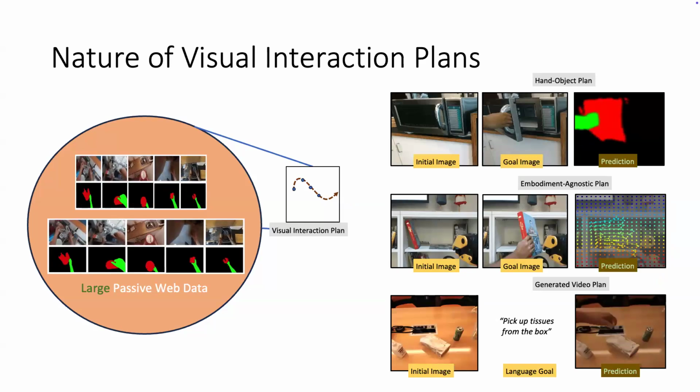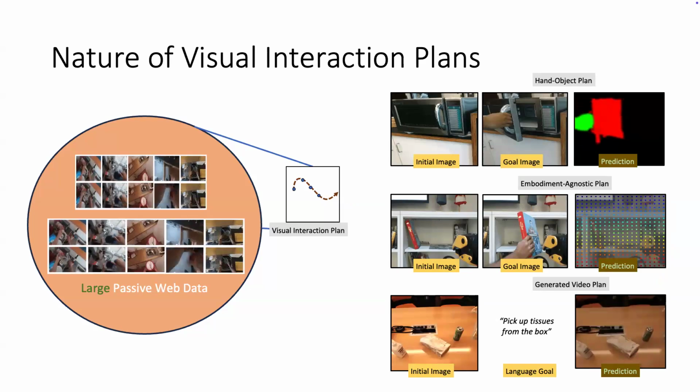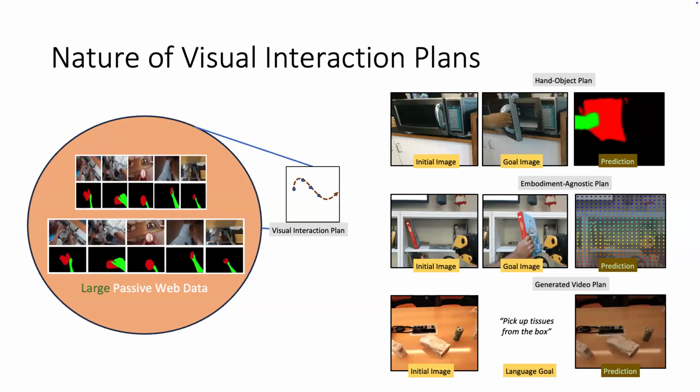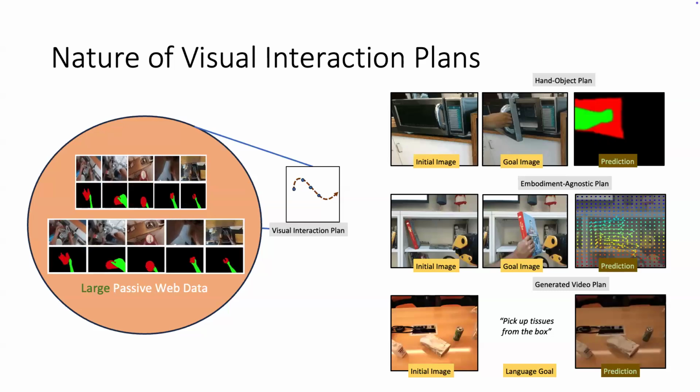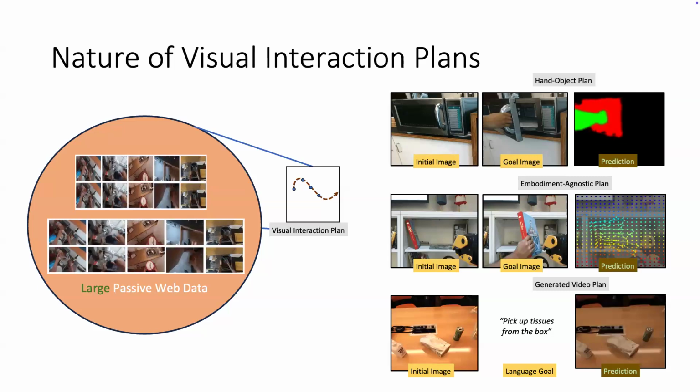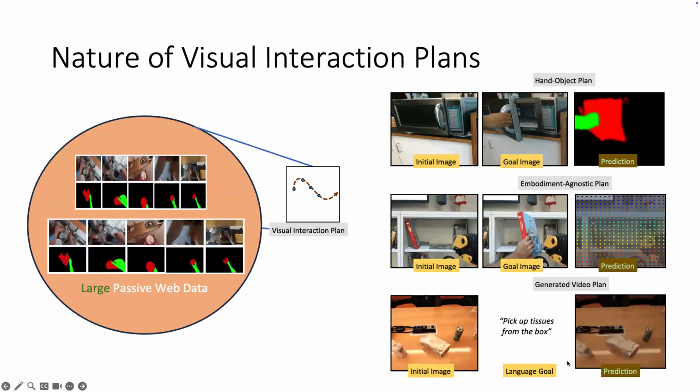So in this talk, I want to explore three different ways of representing visual interactions. In the first one, I want to explore segmentation as a way to represent visual plans. Given the initial image and the final goal image of opening a microwave, how should the segmentation of the hand and the microwave move such that we can achieve this task? In the second one, I want to explore how track points move for going from the initial image to the goal image. And finally, we want to explore if we can use off-the-shelf generative video models. Given the initial image and the task being pick up tissues from the box, you can generate a video from an off-the-shelf video generator. That could be a plan that is generated by the model. And now you convert this plan into robot actions.